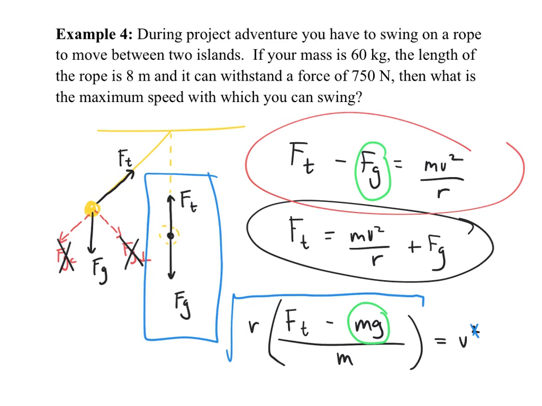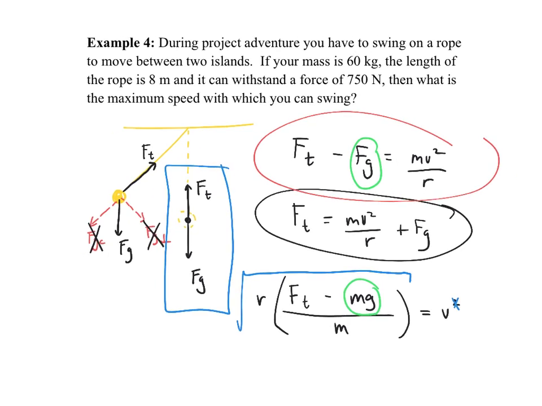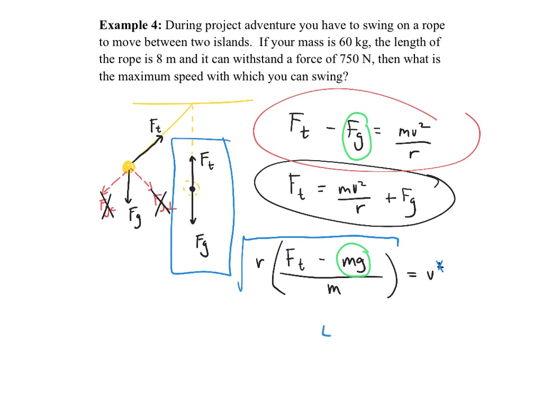Okay, I think I have a number for this one. I do. 4.6 meters per second. So what does that mean? This is, again, the maximum speed. So anything greater than this value will cause what to happen? The rope is going to snap.